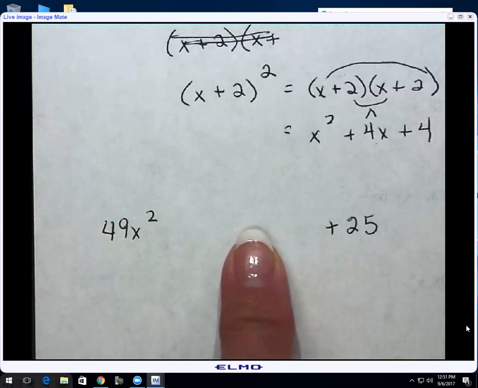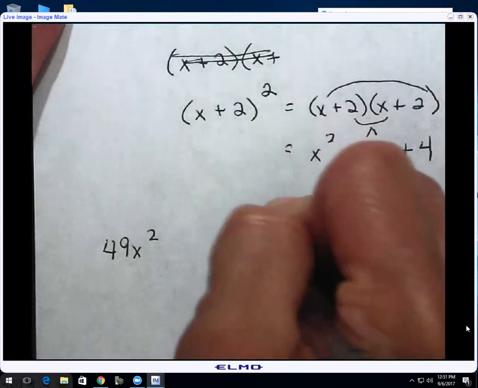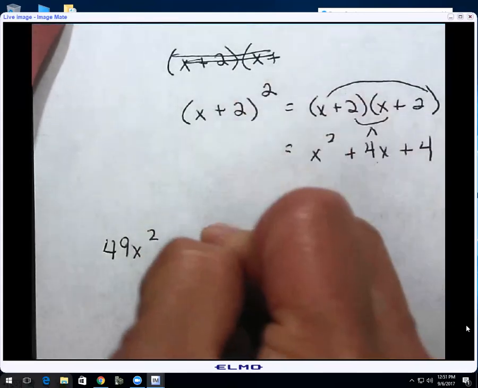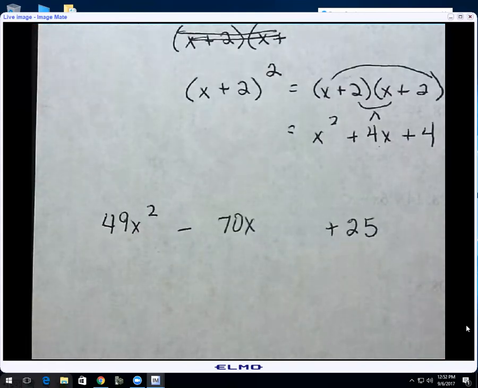70. Yeah, double the 35. The middle term would have to be 70x. It could be positive or negative, but that's a perfect square trinomial. And that one would be a pain in the patootie. If I didn't know it was a perfect square trinomial, it could take me a long time to find the answer.